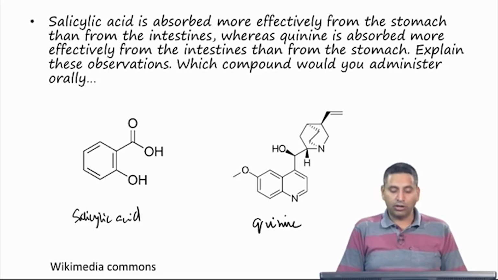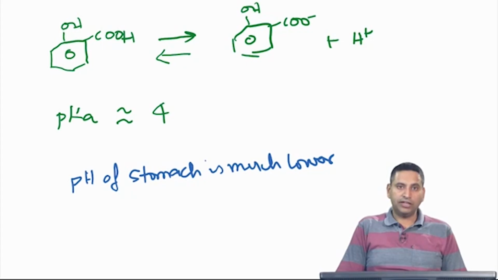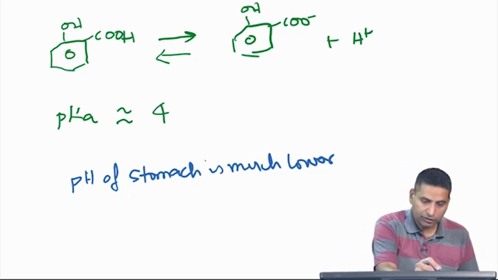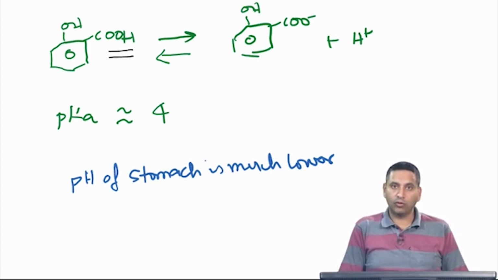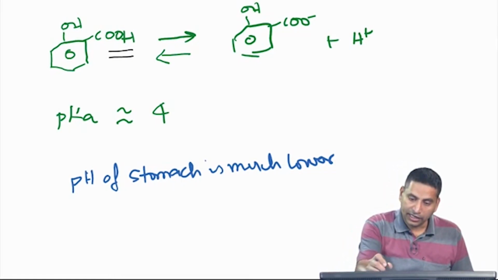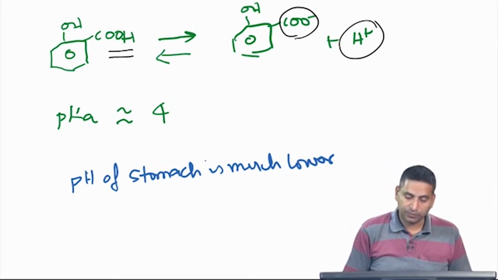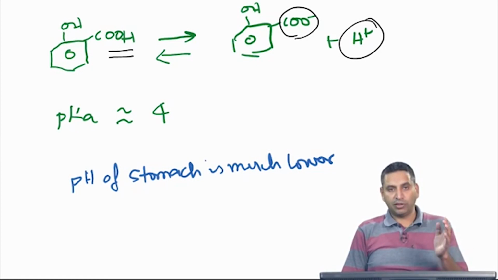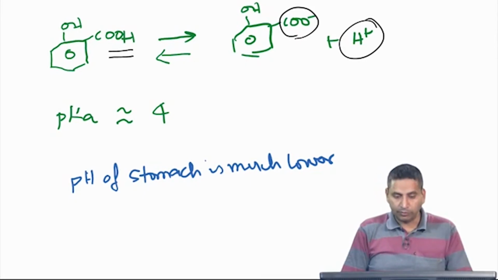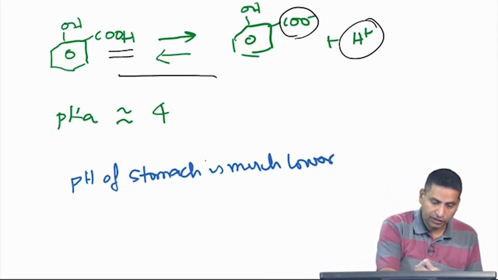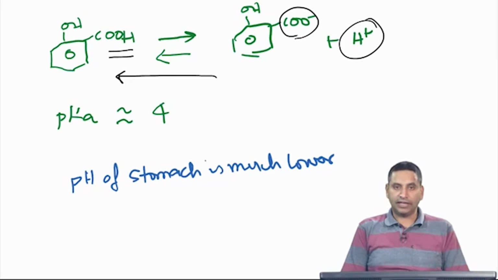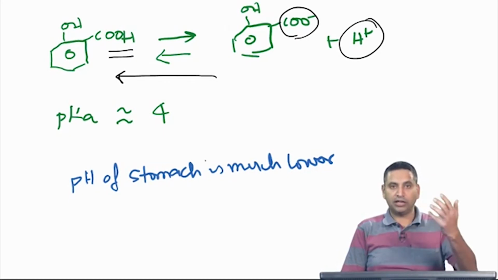So, in order to address this question, let us now look at some acid base effects. So, salicylic acid, one would expect that the carboxylic acid would have a pKa of around 4, and it can ionize and form COO minus and H plus. Now, the pH of the stomach is significantly lower than this number. So, therefore, you would expect that this equilibrium would be largely in favor of the salicylic acid. So, since salicylic acid is a neutral molecule, one would expect that it would be absorbed in the stomach because it can get across the membranes better.